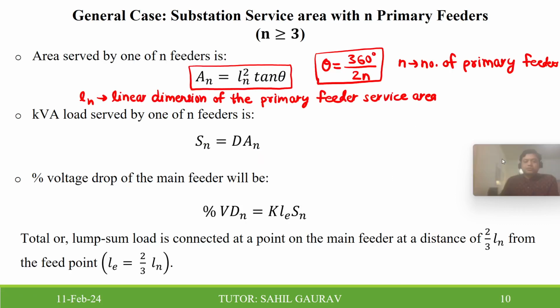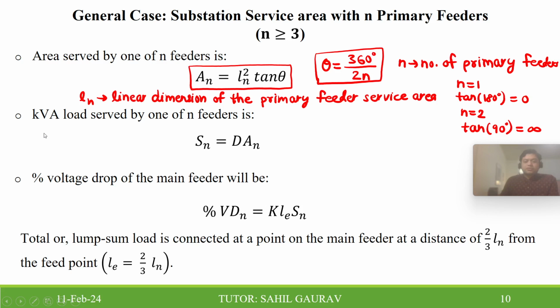In another way you can say why it is not effective for n less than or equal to 3. If you substitute n equal to 1, then it comes as tan 180 degree, and tan 180 degree is 0. So it is not effective for n less than or equal to 3. And if you put n equal to 2, then it comes as tan 90, and we know that tan 90 is infinity. So this is the area served by one of n feeders.